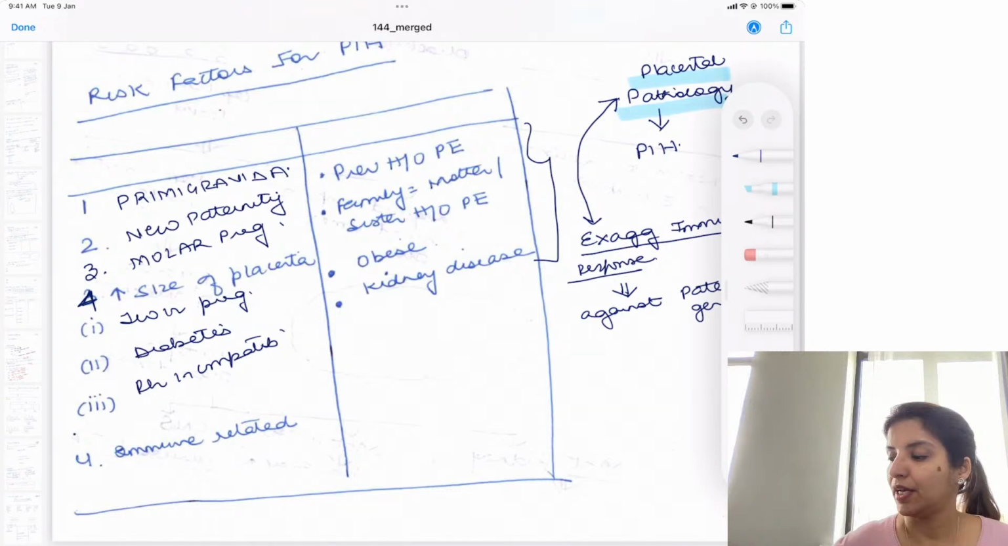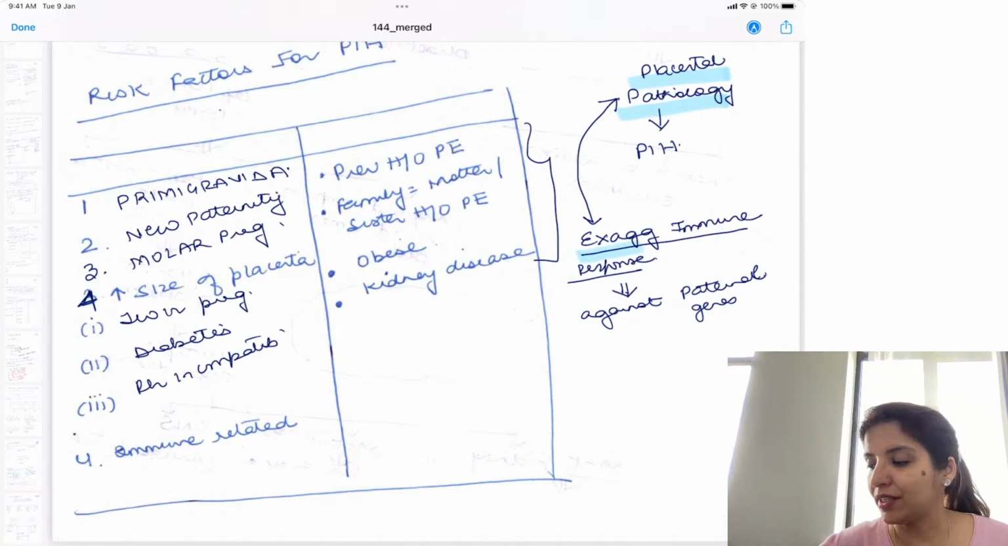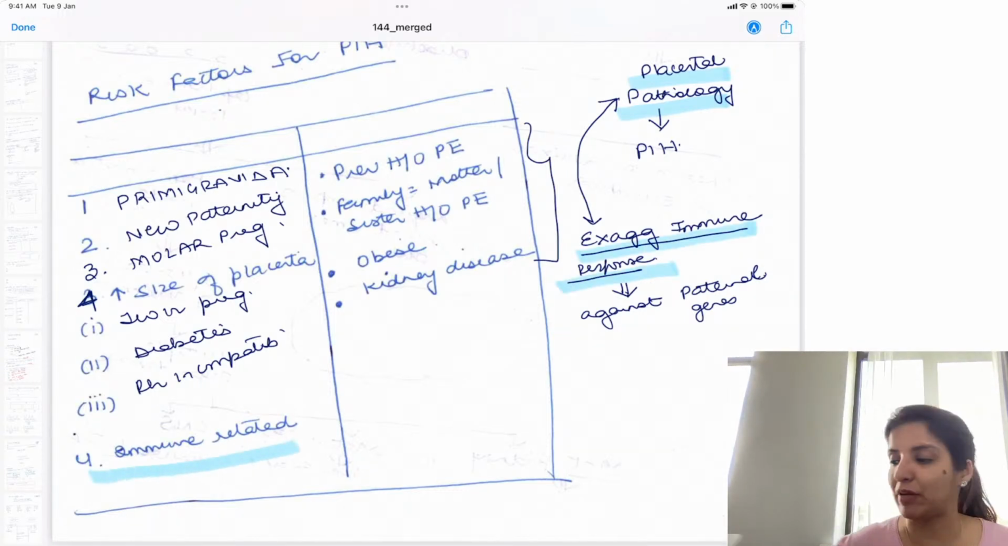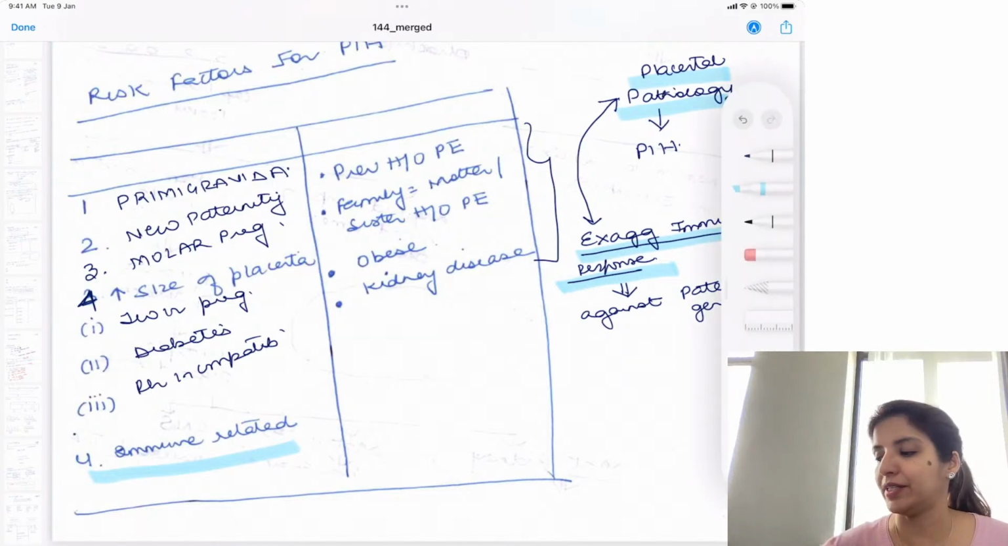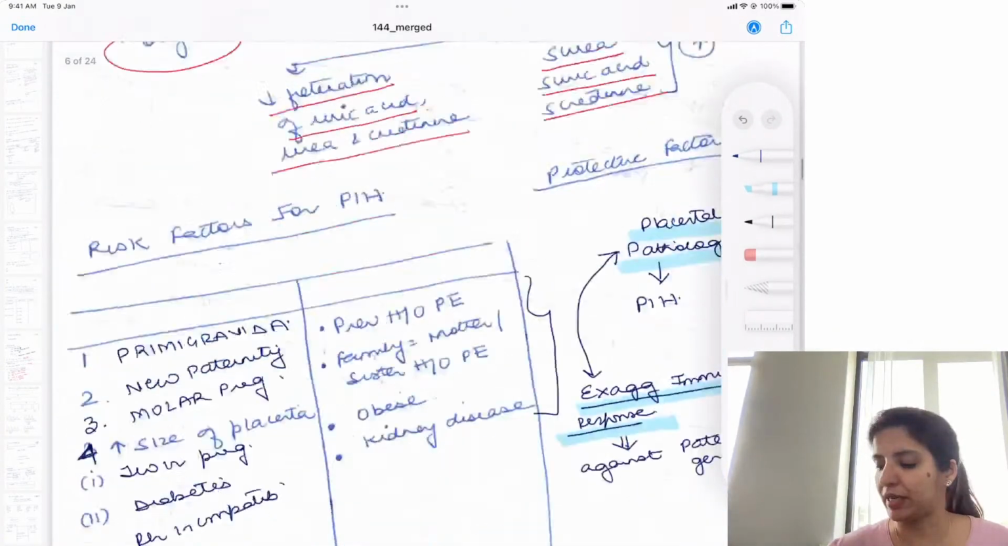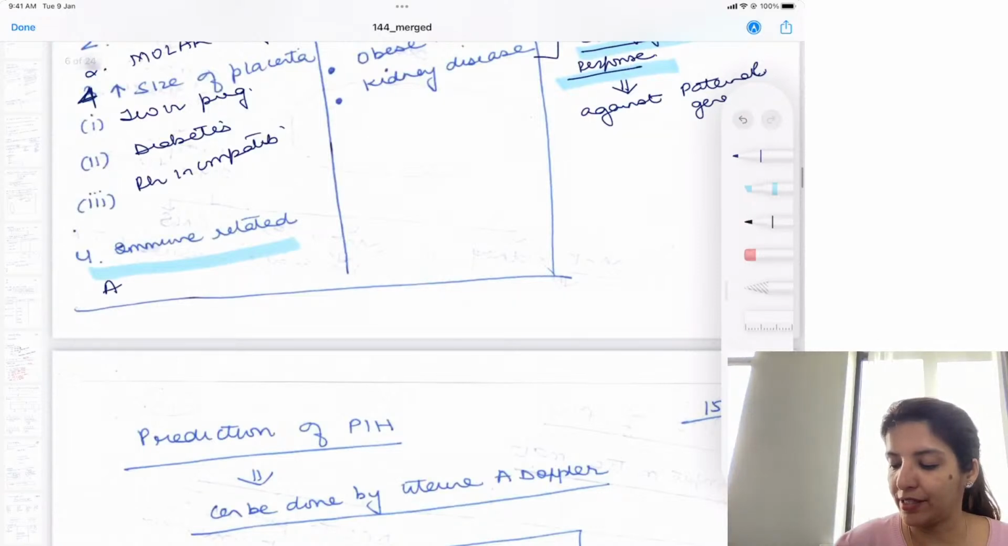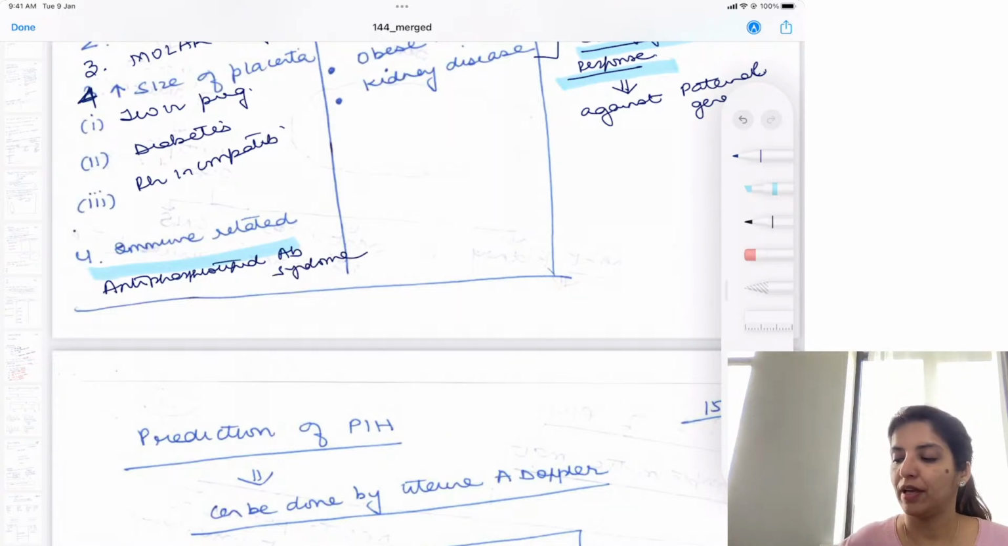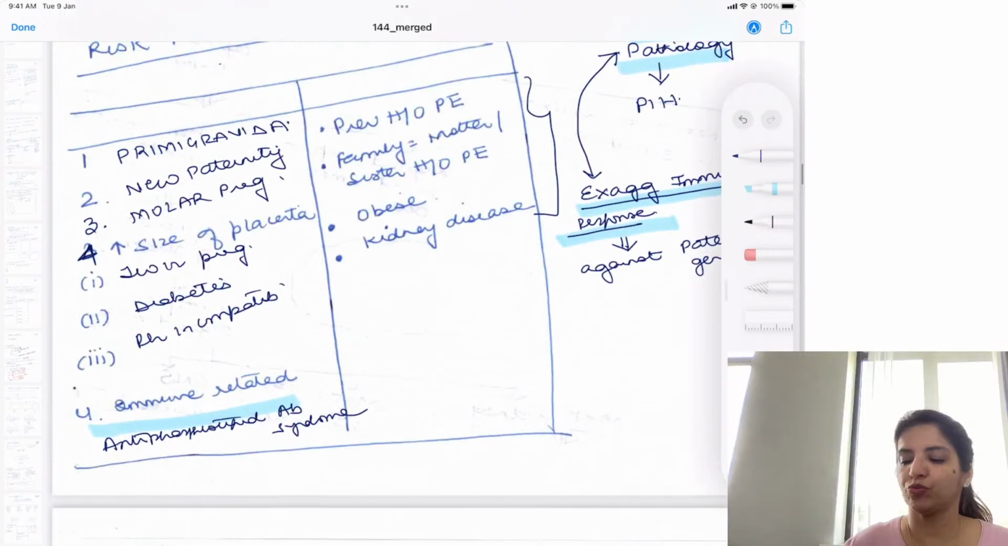Now, exaggerated immune response. Exaggerated immune response, you will also find in immune related conditions. And one immune related condition which leads to PIH is antiphospholipid antibody syndrome. Antiphospholipid antibody syndrome.